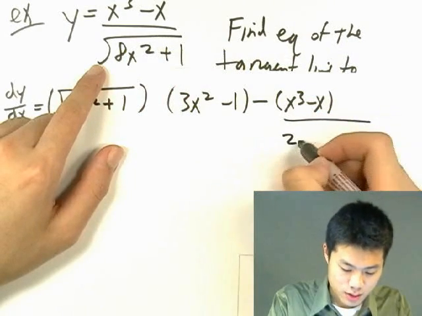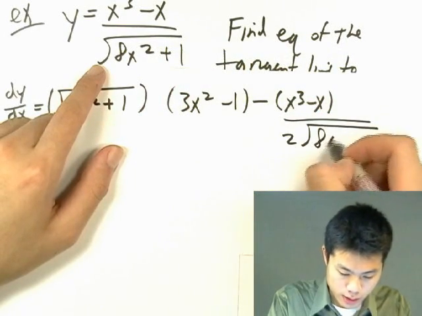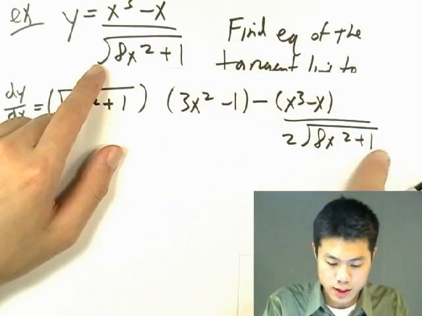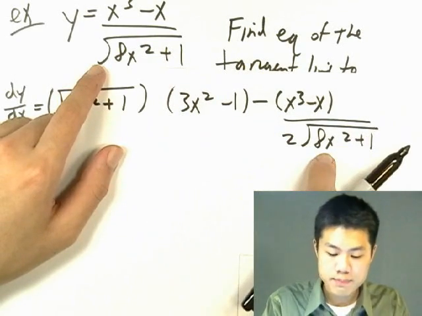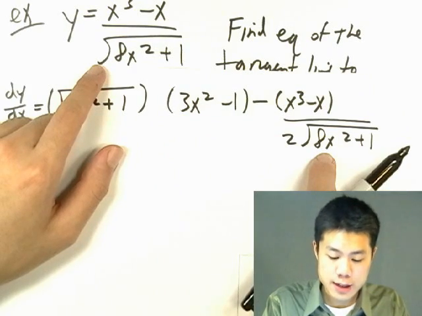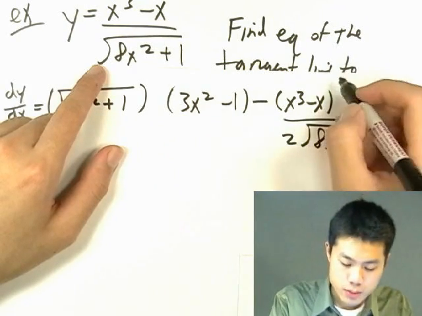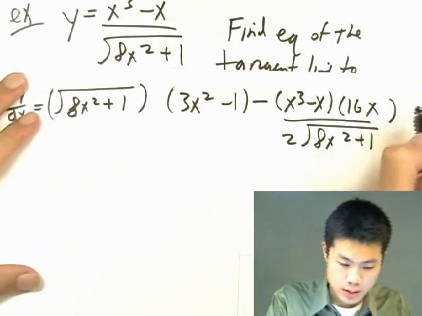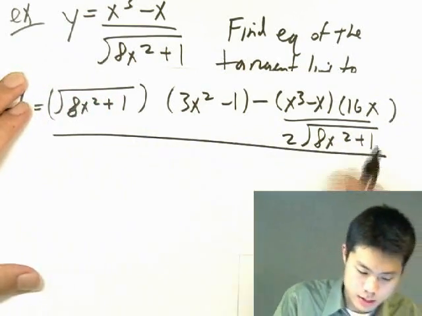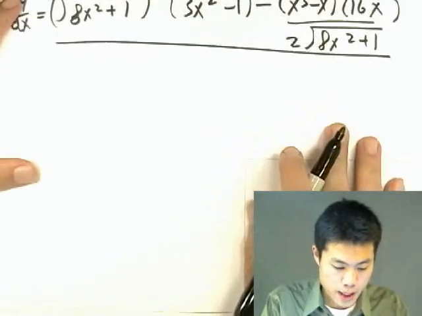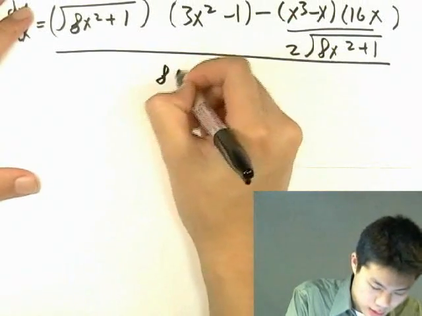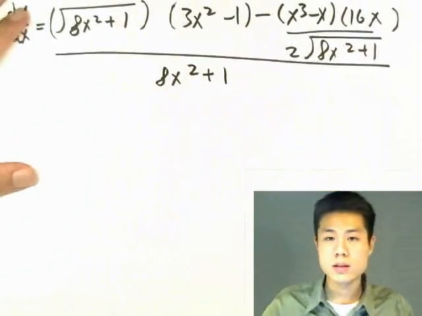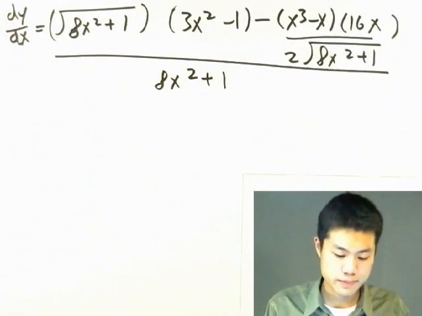So it's 1 over 2 square root of 8x squared plus 1. That's the chain rule. So now I have to apply the chain rule. I took the derivative of the outer layer. Now I have to take the derivative of the inner layer, which is going to be 16x. And all over the bottom squared, 8x squared plus 1.